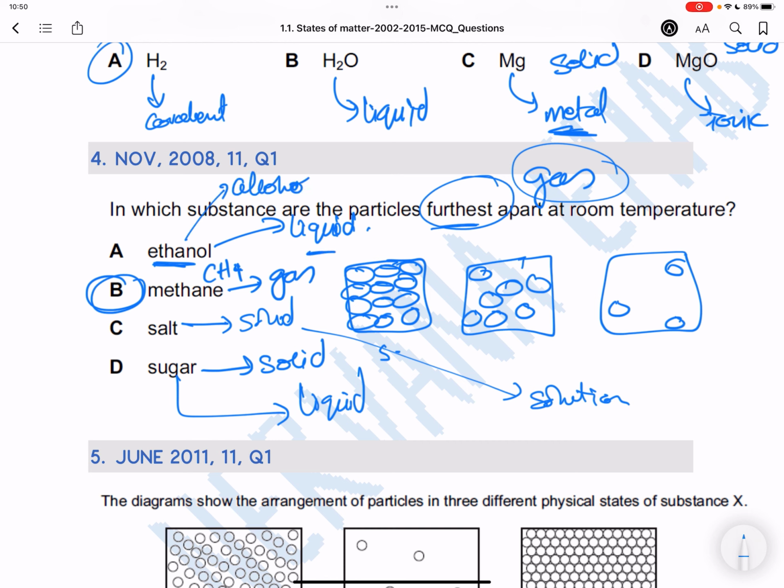So if you eliminate this, you eliminate salt and sugar because these are solids at room temperature. And even if dissolved, they're not gases, then you can actually choose methane. So even though you haven't studied chapter 3 yet, you can eliminate all the other choices and choose B. So later in the syllabus, you will know that methane is a gas at room temperature.